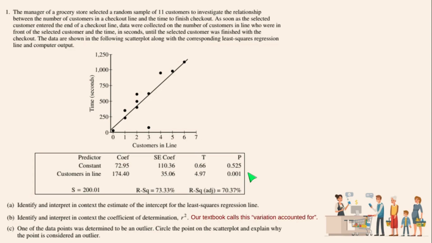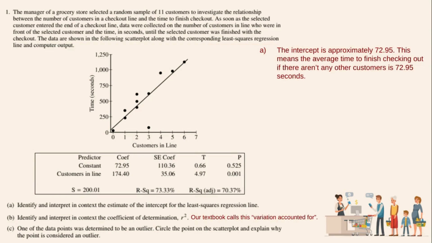Okay, let's see that answer. The intercept is approximately 72.95. Now, first off, where do we get that? Well, we need to look at constant. This is going to give us some information about the intercept. And under coefficient, we see 72.95. We have some information over here that for our intents and purposes doesn't really matter in this problem. We're looking for this value right here.